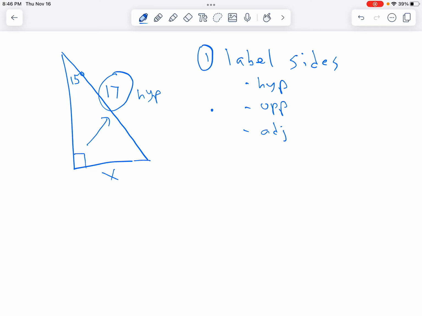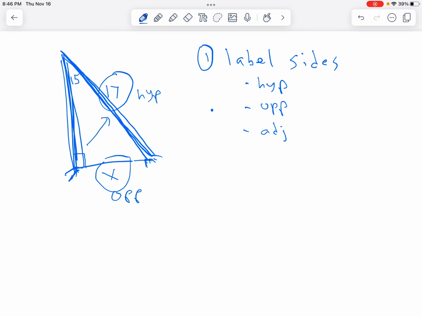The opposite side is the one that's across from the 15-degree angle. For this one, let's think of this leg and this leg. These two legs form the 15. Think of these as two arms reaching across, with fingers on the end of the arms, reaching across to hug this letter X. It's the opposite side. And then the last one is the adjacent. So we've got hypotenuse, opposite, adjacent.